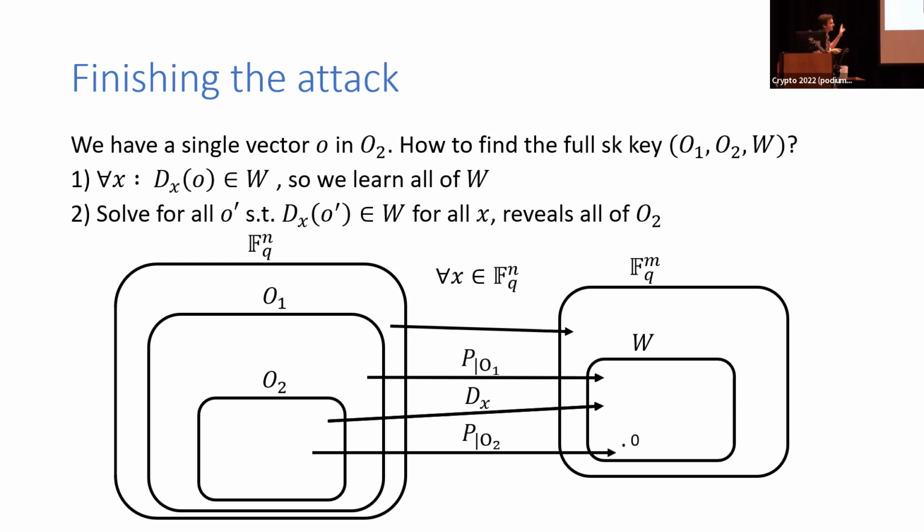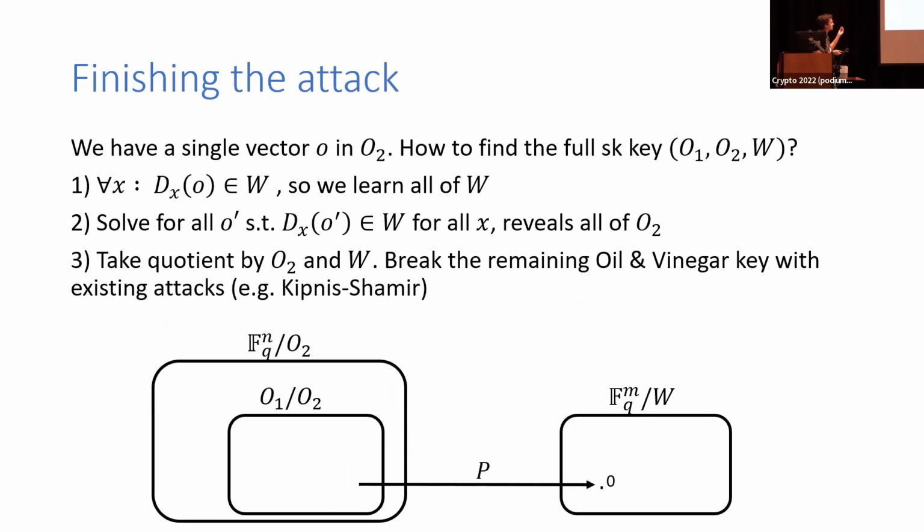So the only thing we still have to find is O1. The way you do that is you take a quotient by O2 on the left-hand side and by W on the right-hand side. It takes a little exercise to prove that this quotient is well-defined, or at least that your map P is still well-defined on the quotient. But that's true because if you add some vector in O2 to your input, your output will change by some vector in W. That's exactly this condition on the differentials. So that means that our quadratic map is still well defined on these quotients.